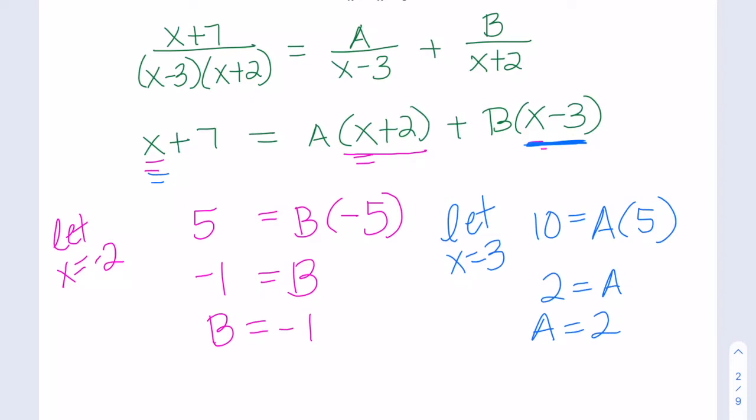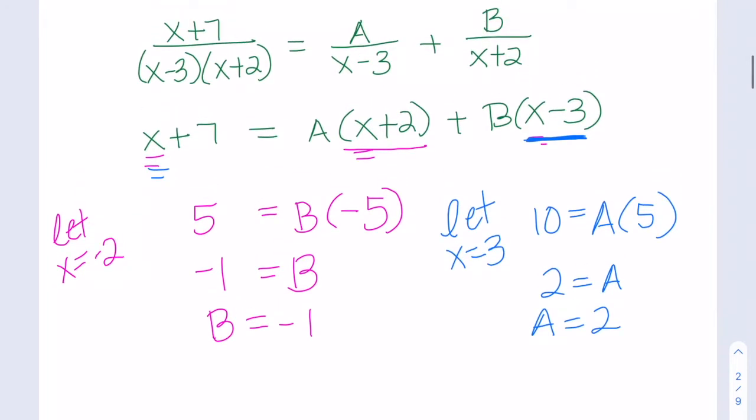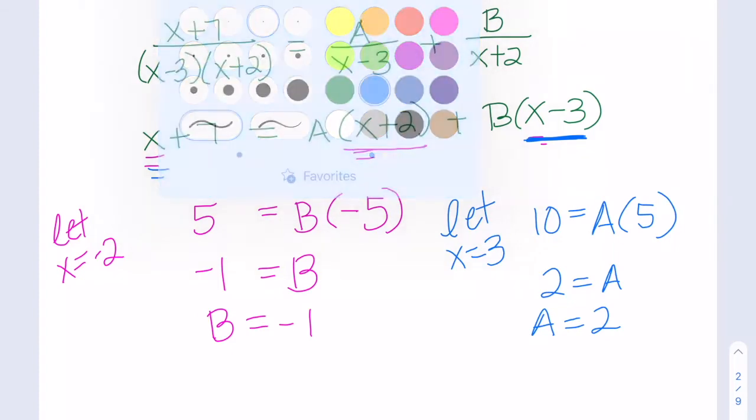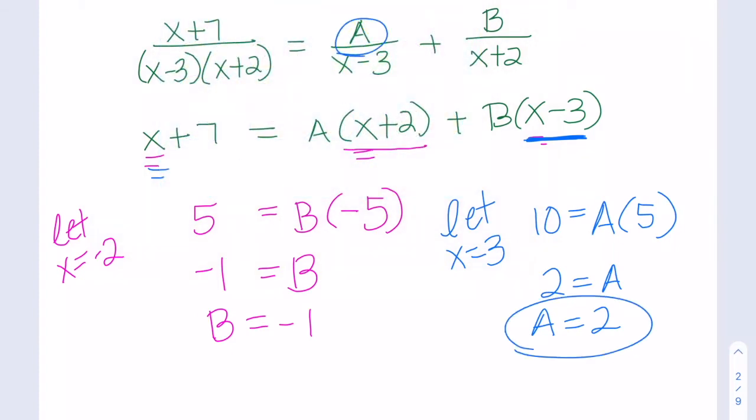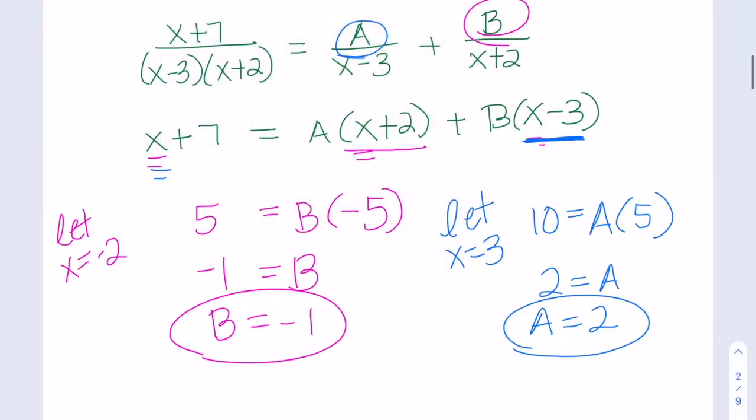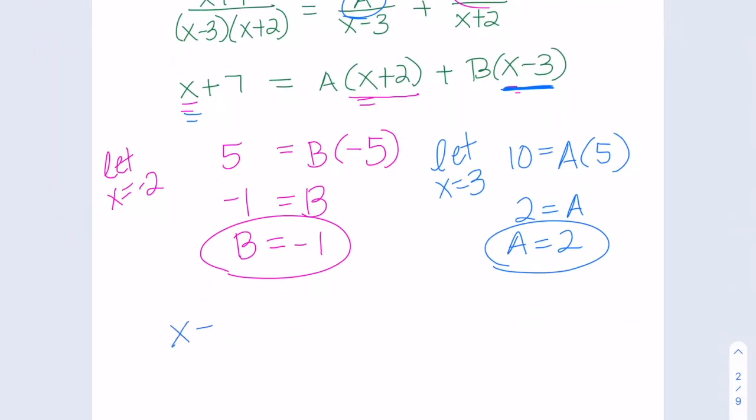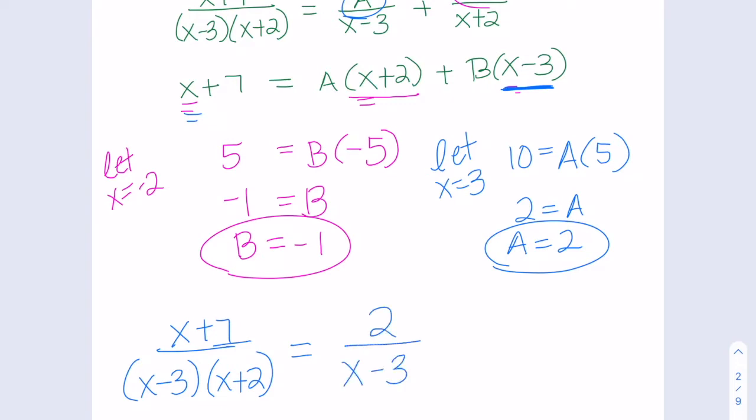And so if I wanted to rewrite this decomposition, well, I could plug in a equals 2 for a, and I could plug in my b equals negative 1. So let me put them back together. So we have x plus 7 over x minus 3 times x plus 2 would equal a, which is 2 over x minus 3. And since this is a minus, I'll change this plus sign into a minus 1 over x plus 2.